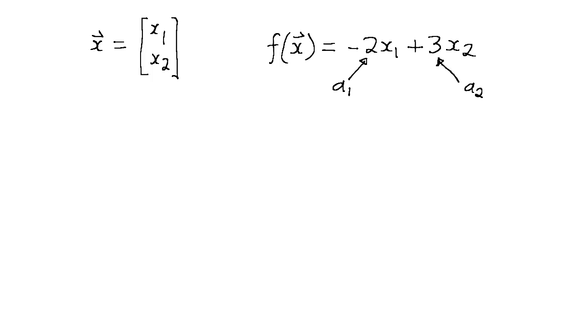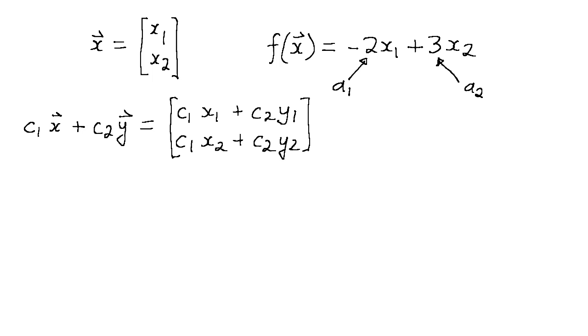Like other linear real-valued functions, the function in this example can be seen to preserve linear combinations of vectors. In other words, combinations of vectors like c1x plus c2y, where c1 and c2 are constants. To see what I mean when I say f preserves linear combinations of vectors, consider running the linear combination c1x plus c2y through the function f. Doing so gives us the following.